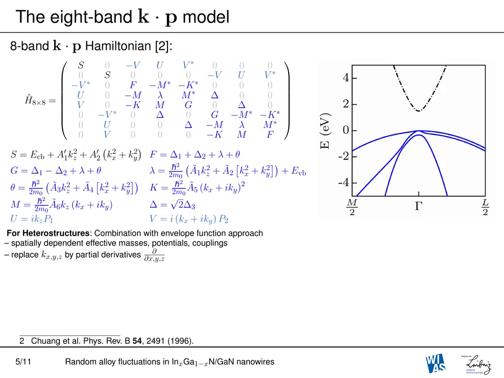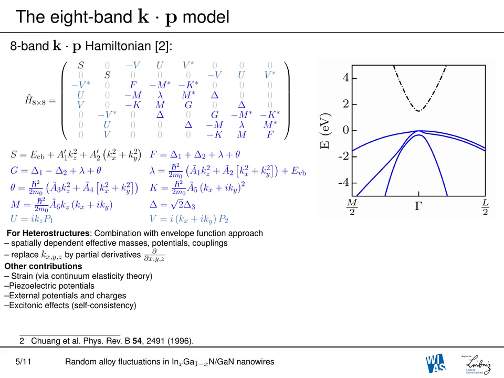In heterostructures, it can be combined with the envelope function approach, which puts a spatial dependency on effective masses and potentials, so basically band offsets, couplings, and so on, and we replace the k here by the partial derivatives. There are also other contributions that I'm not talking about here in detail. Strain enters the simulations via continuum elasticity theory, and piezoelectric potentials and external potentials and charges can also be added. We will also discuss excitonic effects that are computed using a self-consistent Hartree approach.